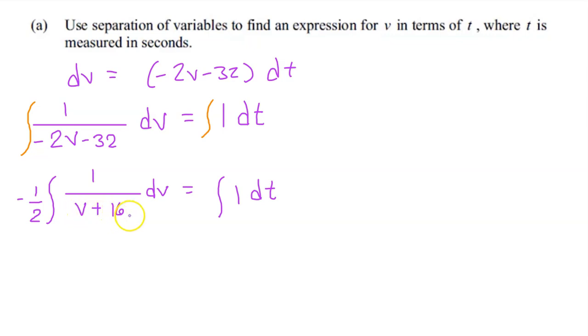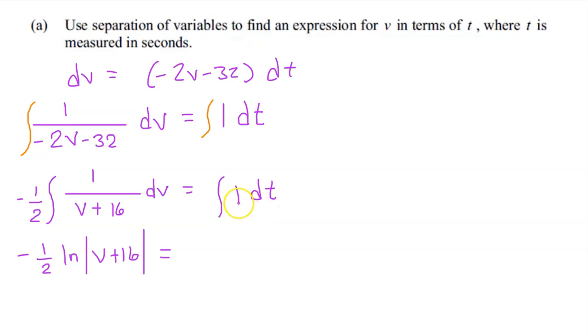So u is v plus 16 and u prime is 1. Since u prime is 1, I don't need to worry about dividing by u prime like I normally do, and I can just integrate with respect to u. We know that the integral of 1 over u du is equal to the natural log of the absolute value of u plus c. So on the left side we have negative 1/2 times the natural log of the absolute value of u, and we'll save the plus c for the right hand side.